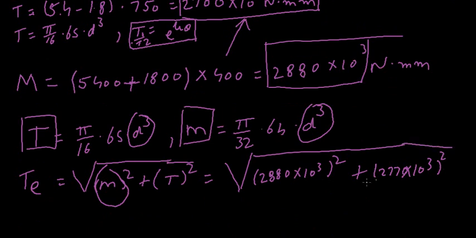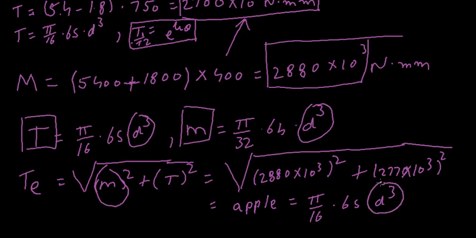So इसका जो भी value आएगा, say for example इसका value है I don't know what the value is, say it's an apple. So this apple should be equal to pi by 16 into fs into d cube. Now इसमें से हमको d का वैल्यू मिलेगा. Okay, so it's pretty simple. T is equal to बेंडिंग मोमेंट का स्क्वायर प्लस टॉर्क का स्क्वायर. बेंडिंग मोमेंट निकाला इसमें डालो, टॉर्क निकाला इसमें डालो, उसका जो भी वैल्यू आएगा, say it's apple. नाउ दिस एप्पल शुड बी इक्वल टू पाई बाय 16 इंटू एफ एस इंटू डी क्यूब.